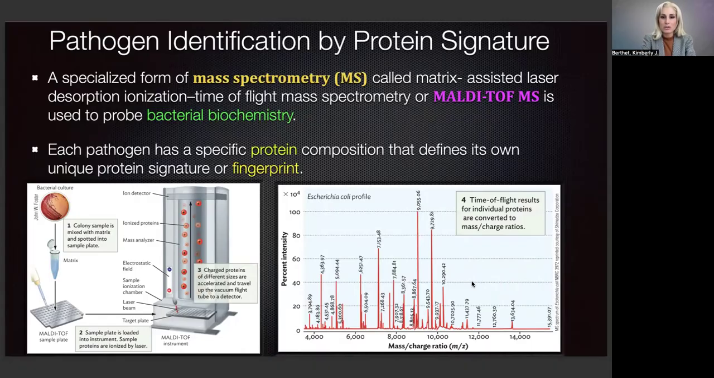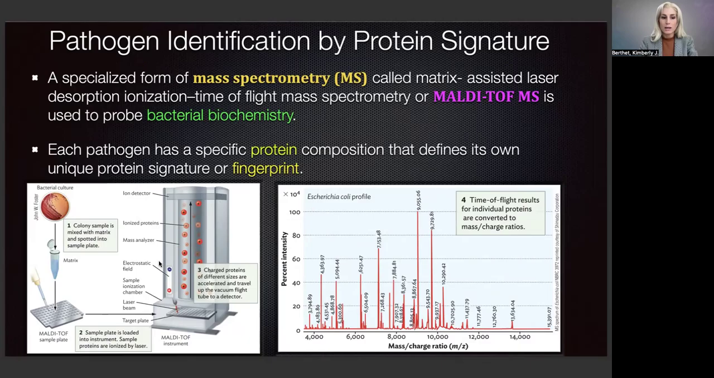So here we have mass spectrometry, MS, specifically MALDI-TOF MS, which is matrix-assisted laser desorption ionization time-of-flight mass spectrometry. The way that this works is by adding our cultured sample into a plate, one of those 96-well plates again. Once we add it into a plate, it's ionized by a laser off of the plate, and that's where the time of flight comes in. Once it's ionized, all of these proteins move away from the sample at different times, and what we can see here is a mass-charge ratio of these proteins.